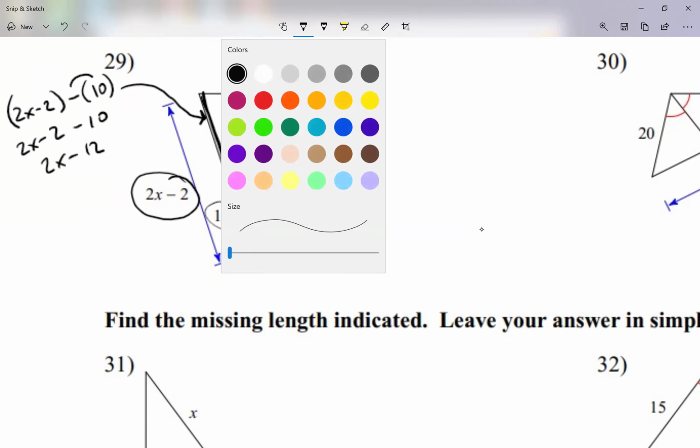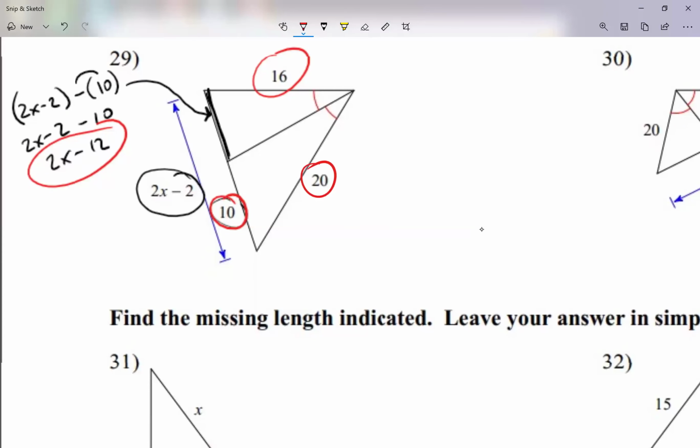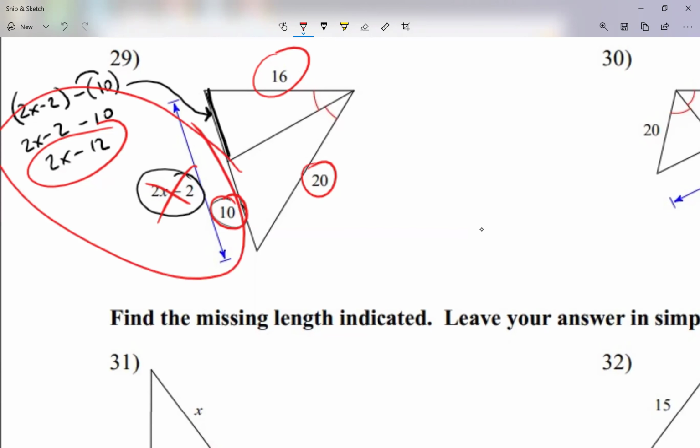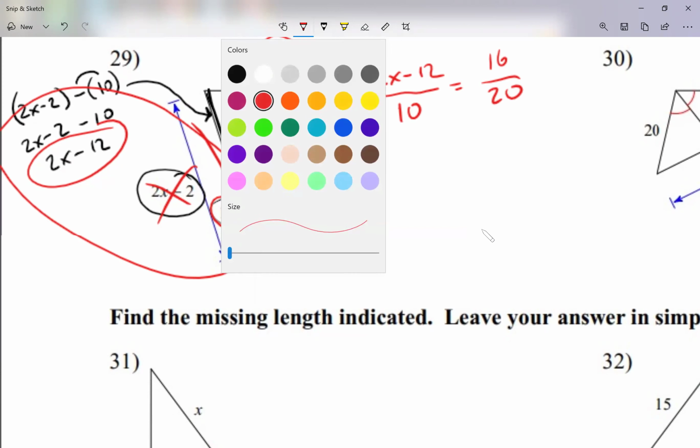So just to make sure we understand, let me circle the four numbers that I need. I need small pieces. I don't need the big piece. And I know these two go together and these two go together. So let me write this as 2x minus 12 and then 10. Oh no, 2x minus 12 over 10 is equal to 16 over 20. Good. Let me cross multiply.